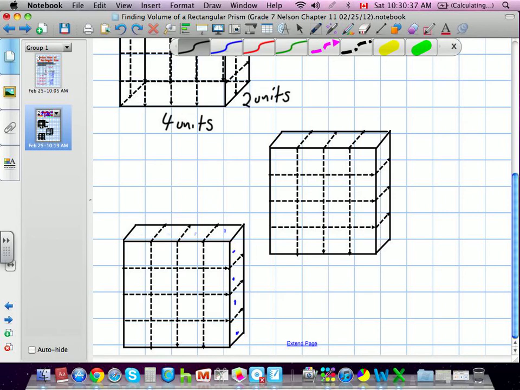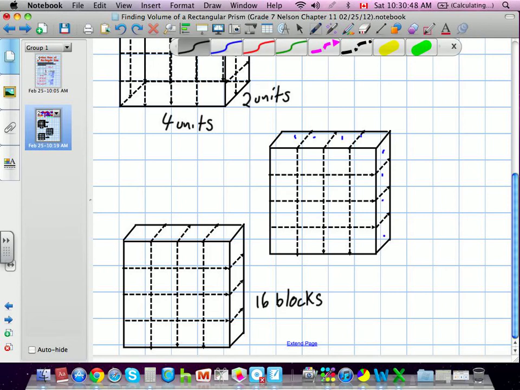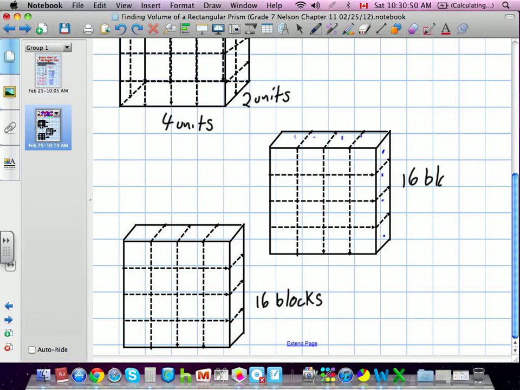And what about on the other one? 1, 2, 3, 4 by 1, 2, 3, 4. How many blocks? 16. So, if we were to put them together into the shape we had above, how many blocks would there be altogether? Yeah, so the whole shape has 32 blocks, right? So this is what volume is. We're trying to find out how many blocks are involved.